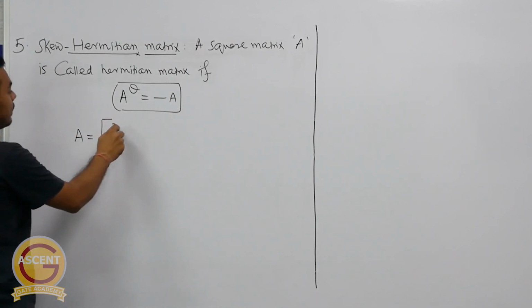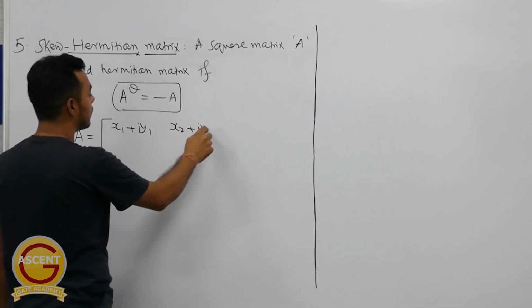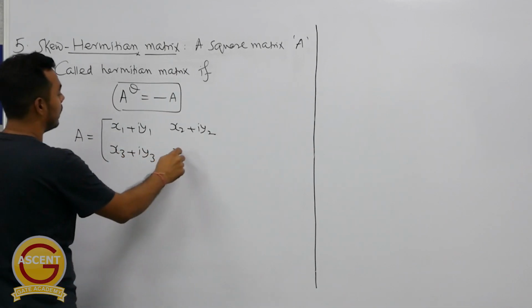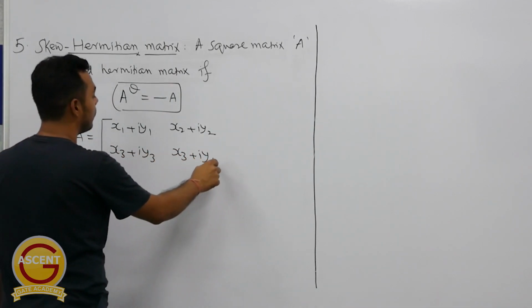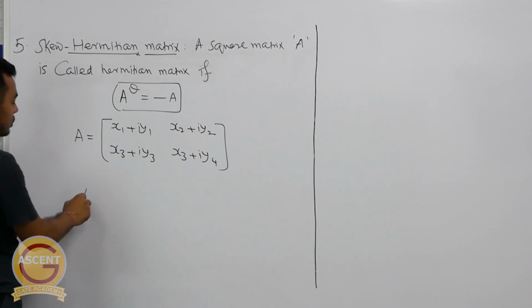So suppose our matrix A is x1 plus iota y1, x2 plus iota y2, x3 plus iota y3 and x4 plus iota y4. Only to explain the concept, I am taking an example of a 2 cross 2 matrix.